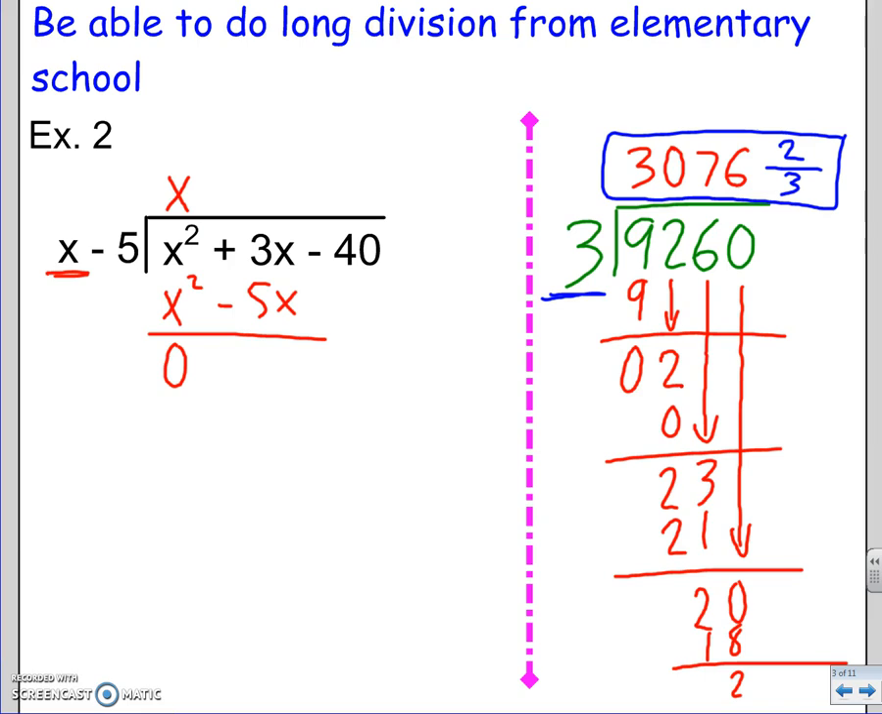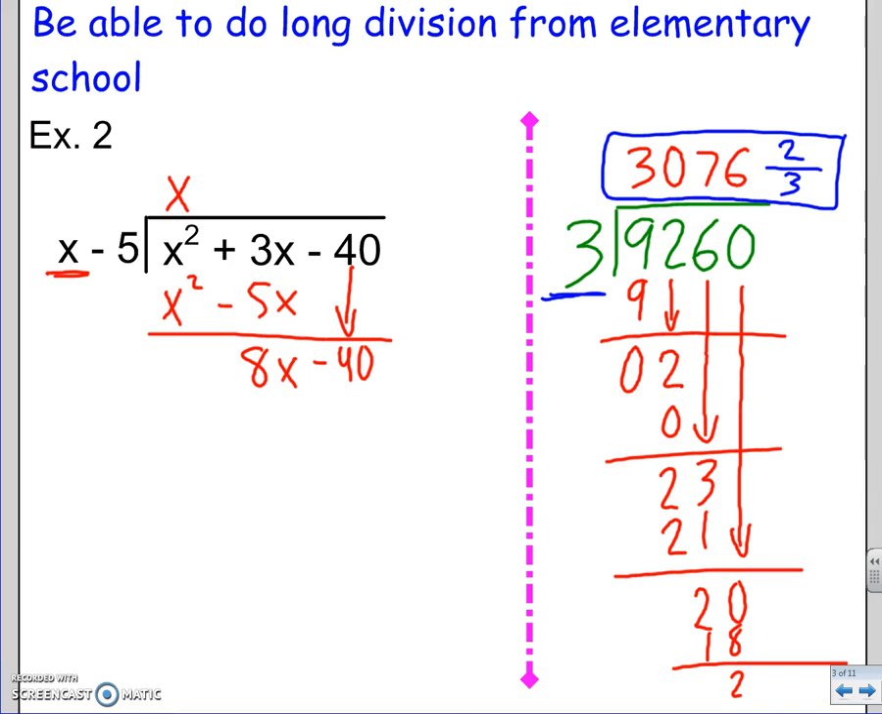Now, positive 3x minus 5x. Well, remember, that's really a plus 5x. You do the opposite. Makes 8x. Positive 8x. So I'm going to write the 0. Now, you bring down the last thing. So minus 40.